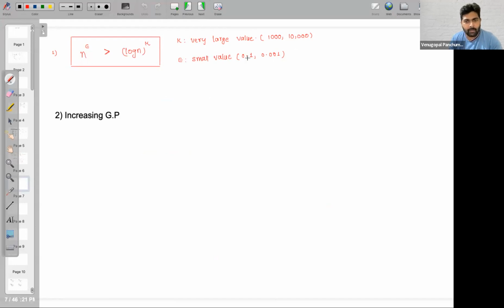Now can you help me: among root n and log n, which is bigger? Obviously, root n is bigger. Root n is bigger.